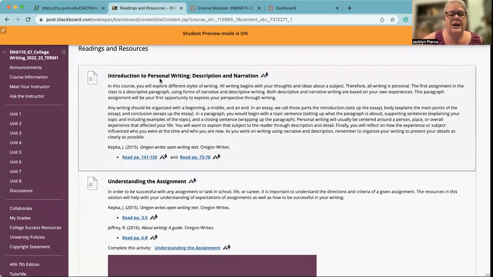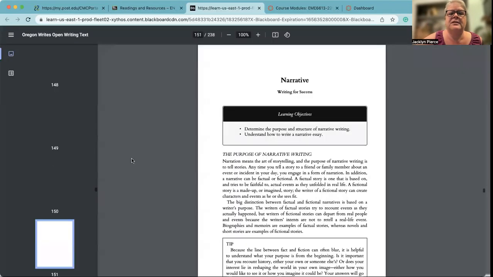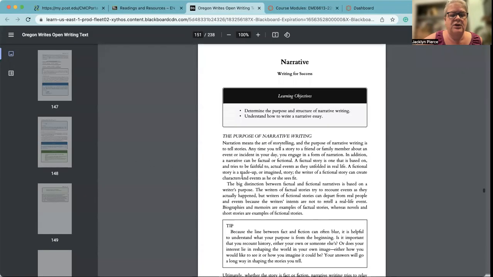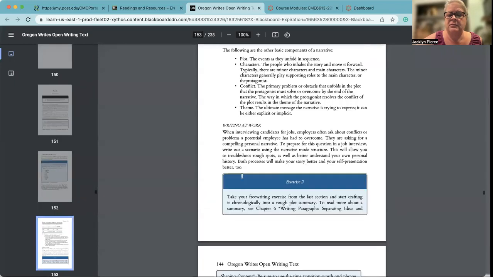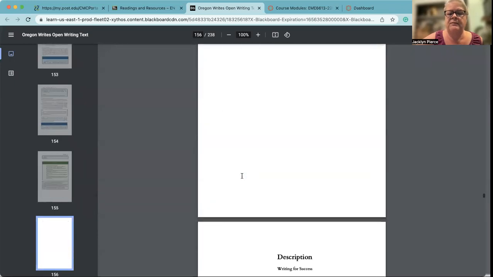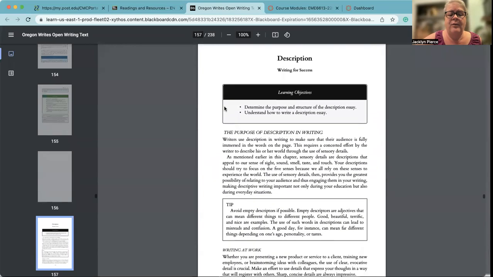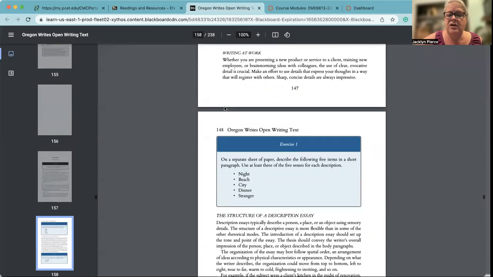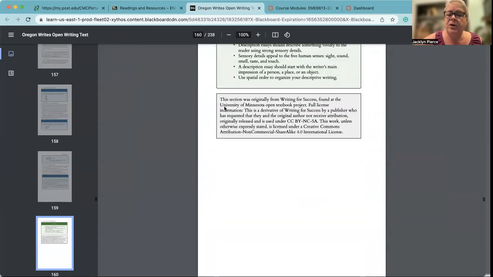The first one is your introduction to personal writing, description, and narrative or narration. And you have 2 assignments to read in your online textbook. So you'll click on this. It's going to open the reading for you, and you should read it completely. Okay. I would also really strongly suggest that you keep a notebook.